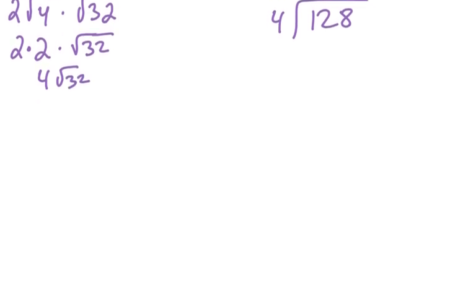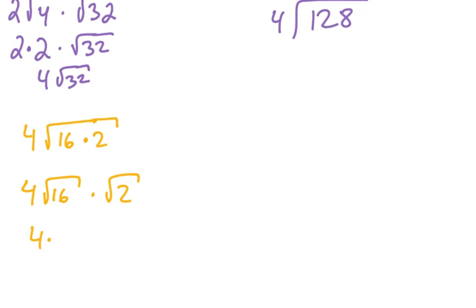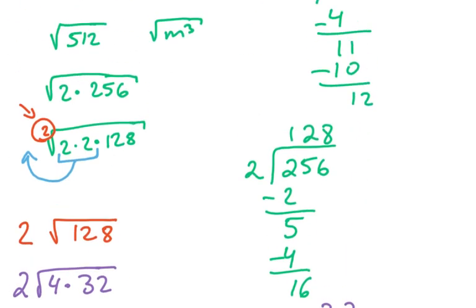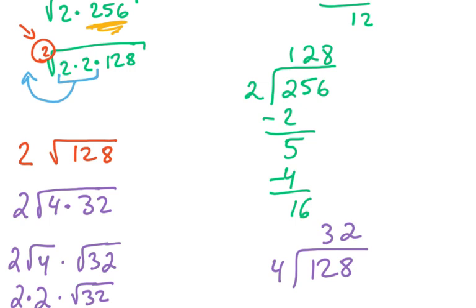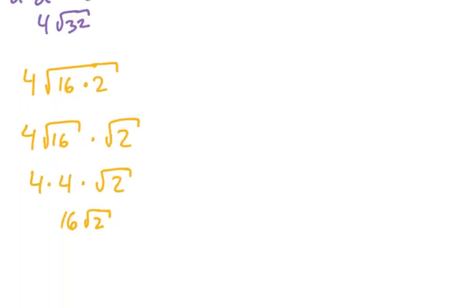Cool. And then we're going to keep going. Now, I know 16 times 2 is 32, so now I'm going to rewrite this as 4 square root 16 times 2. And again, 16 is awesome because the square root of 16 is 4. So this is 4 times square root 2, which is 16 root 2. So remember earlier, when I was working this problem, I said some of you may see 256 and know what that breaks down to. The square root of 16 times 16 is 256. So I could have jumped straight there.